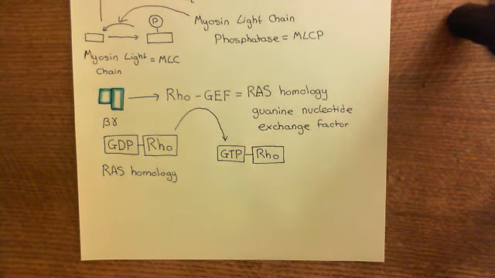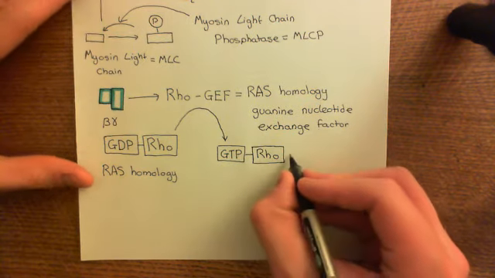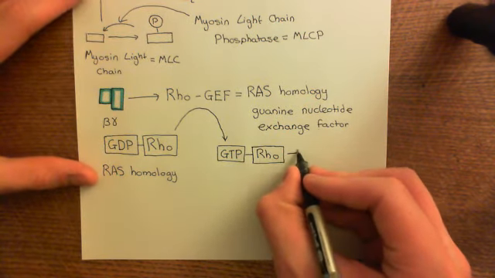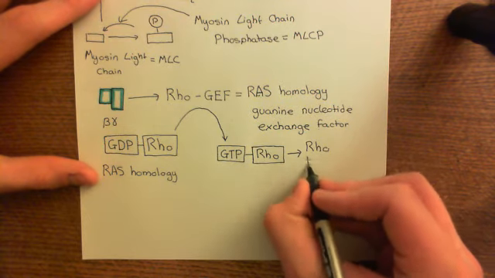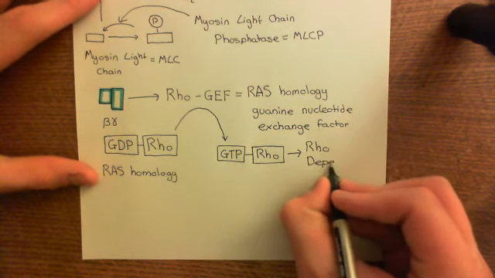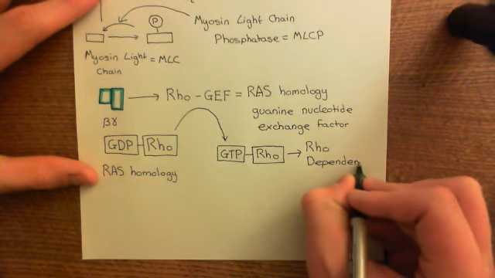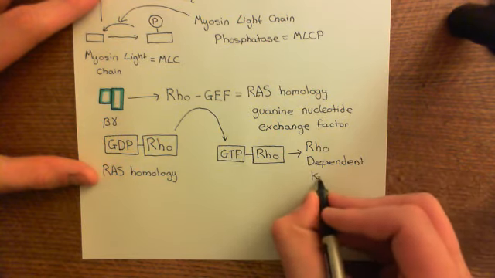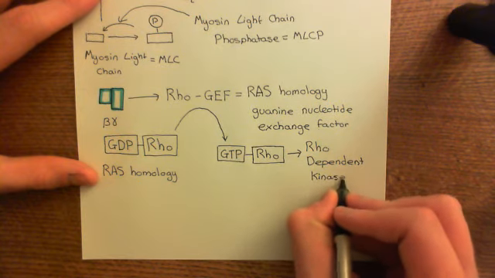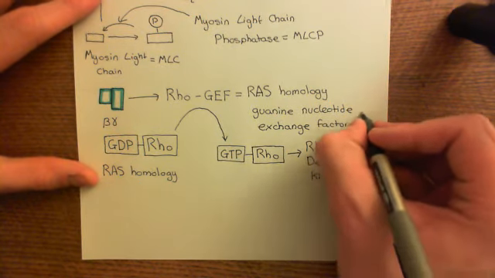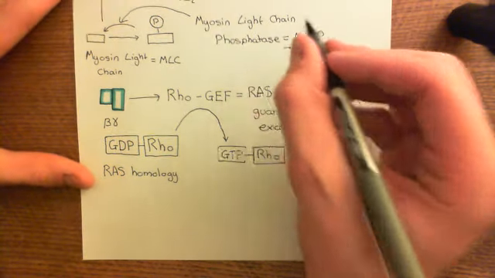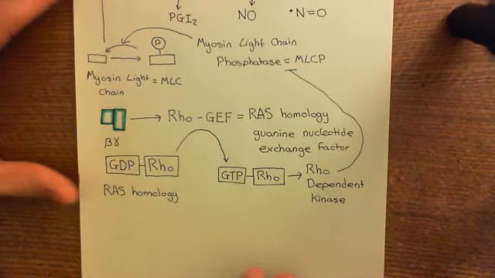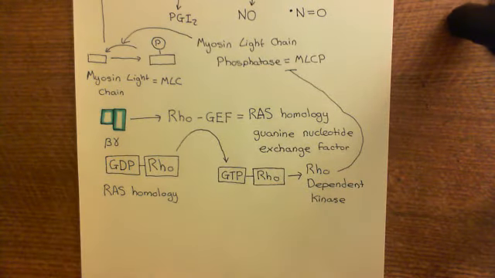Okay, now what is Rho GTP going to do? Well, it's going to activate Rho-dependent kinase. Okay, so Ras homology dependent kinase. Okay, and then once you've activated Rho-dependent kinase, it will then phosphorylate and inactivate myosin light chain phosphatase. So we're going to add a phosphate group onto myosin light chain phosphatase, and adding that phosphate group is going to stop it from functioning.